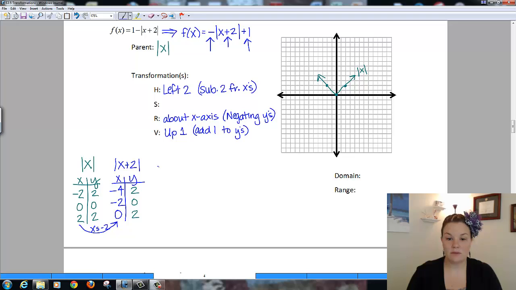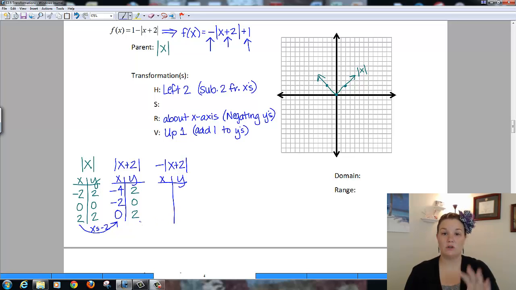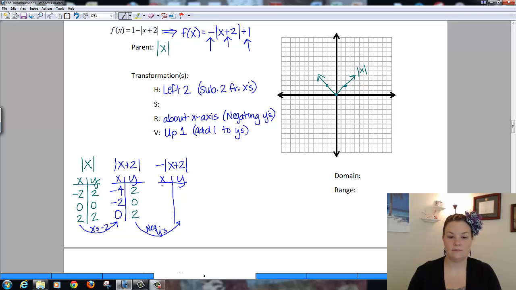Then I look at my next transformation, which is my reflection. So that means now on my function I have the negative. Okay. To do a reflection about the x-axis, I'm going to negate my y's. So I'm going to use my xy table from the previous step, but this time I'm going to change the y's. So I'm just going to say negate y's. So my x's stay the same, so I'm going to go ahead and write them in, negative 4, negative 2, 0, and I'm just going to change all the signs on my y values. So negative 2, negative 0, which is still just 0, and negative 2.